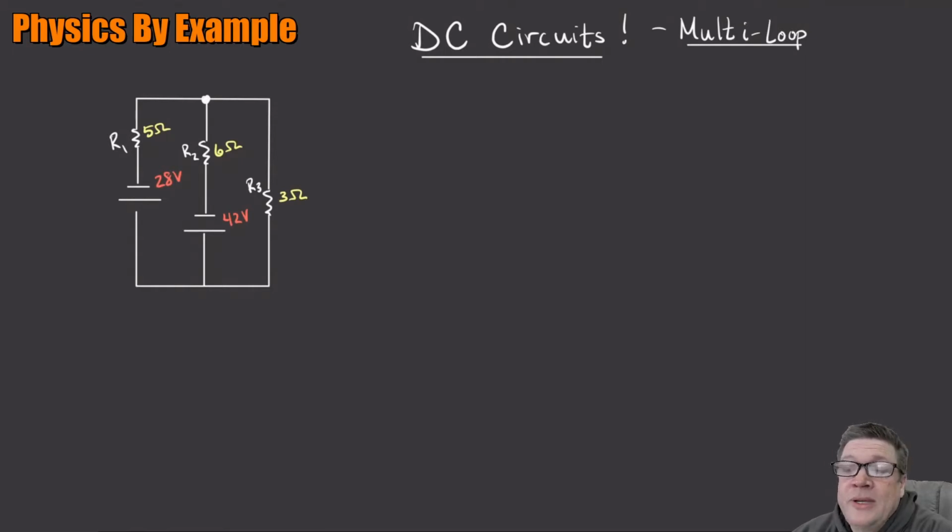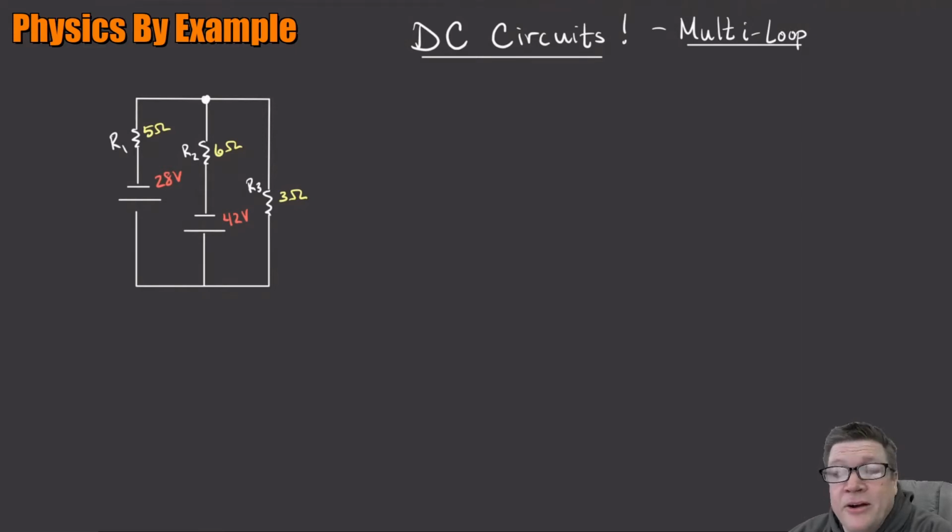There are 3 loops in that picture: the left loop, the right loop, and the big loop around which charges could flow. For each of those, I'm going to write down a loop equation, which is just summing voltages around a loop. What I want is the currents through those resistors, so I have 3 unknowns: I1, I2, and I3, through each of those resistors.